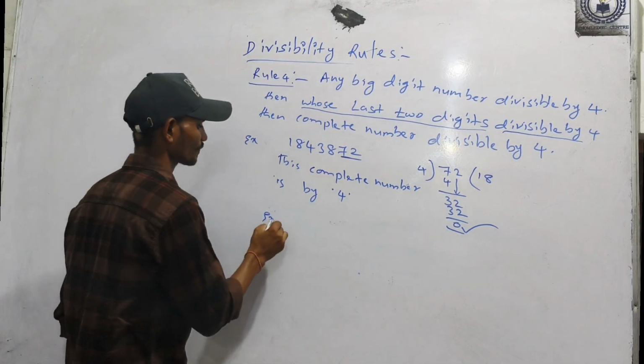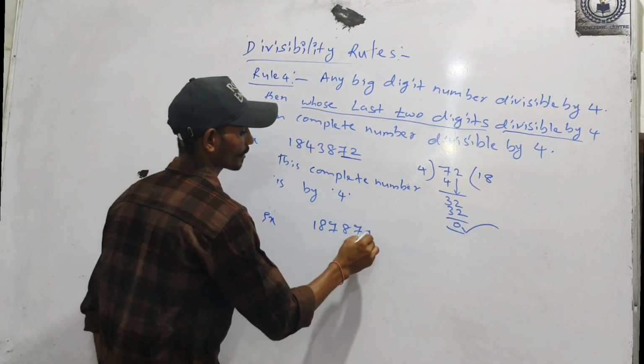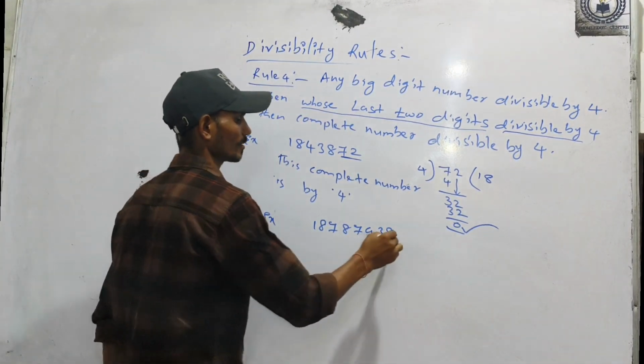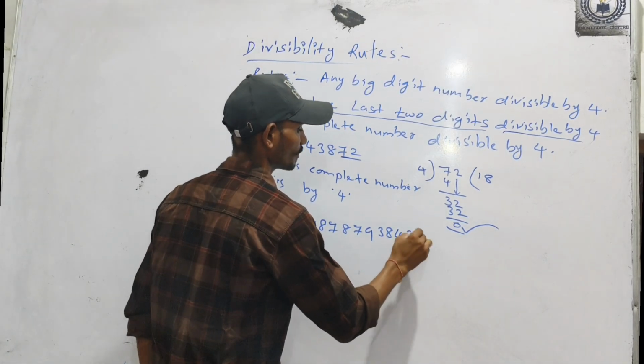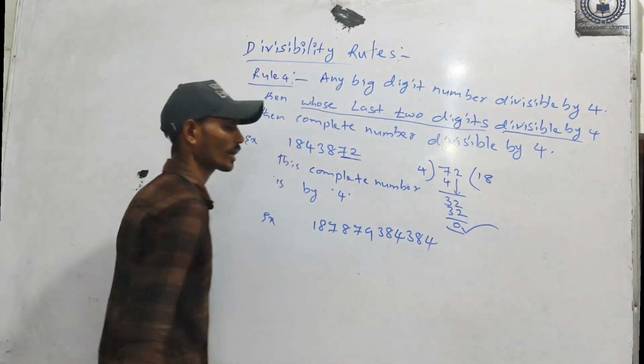One more example: is this big-digit number divisible by 4 or not?